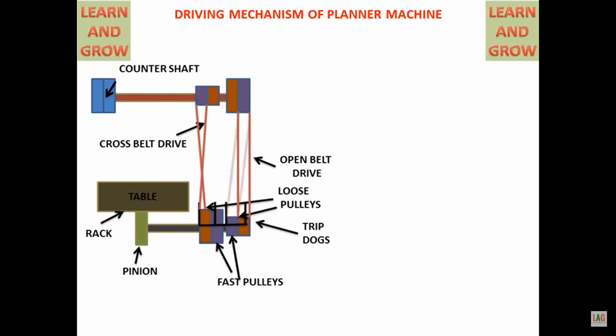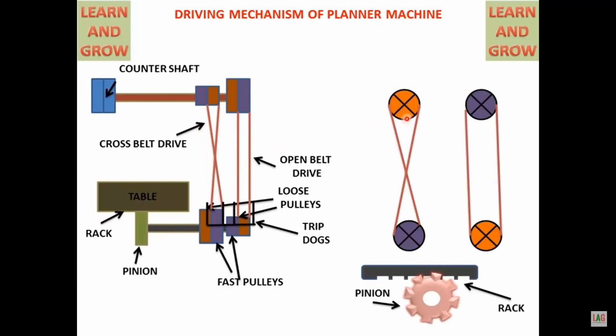Okay. The reciprocating of the table is obtained by the cross belt drive as well as the open belt drive, and these cross belt drive and open belt drive are controlled by the trip dogs. You can see here, the trip dog is controlling the cross belt drive and the open belt drive. So in order to make it clear, I have given you here the diagrams of the cross belt drive and the open belt drive.